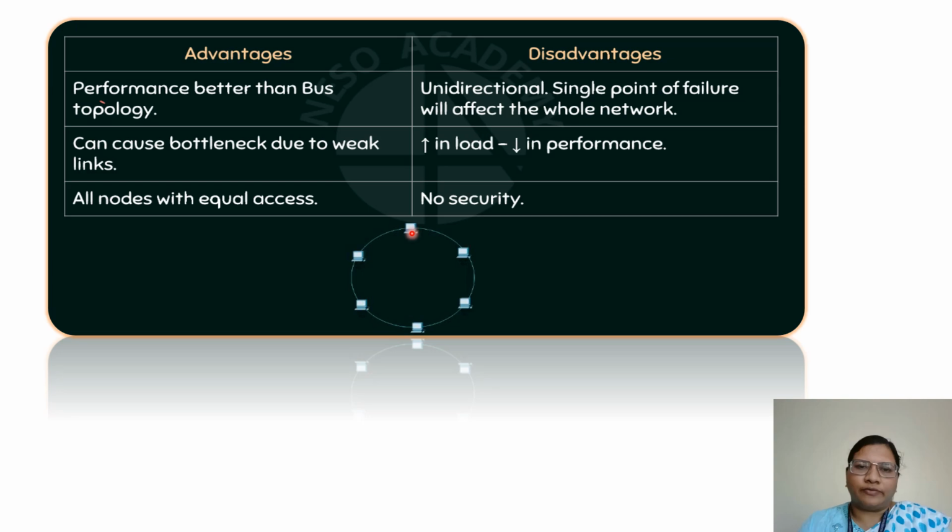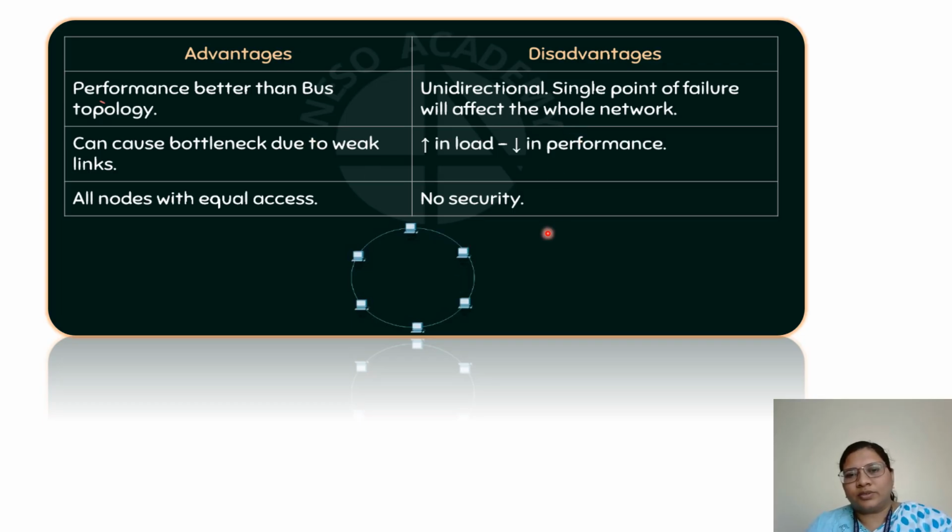The next one is security, because security will be lacking here too. If this node wants to send a message to that node, the message will be passed through like this, in one direction, through all the nodes, and it will reach the destination. So the message we send is not secure; there is no security. These are the advantages and disadvantages of the ring topology.